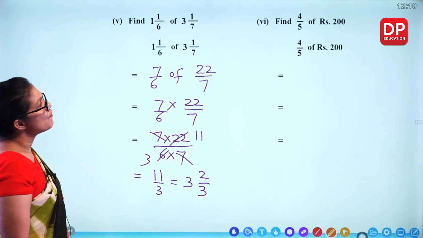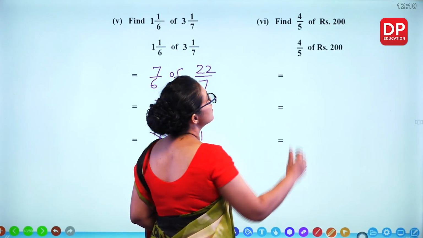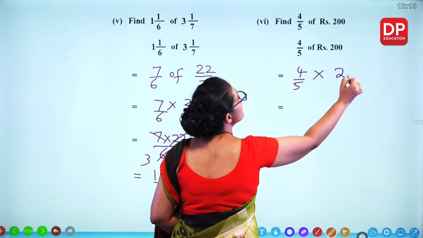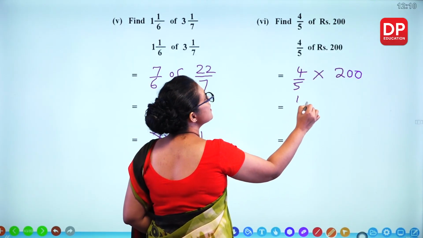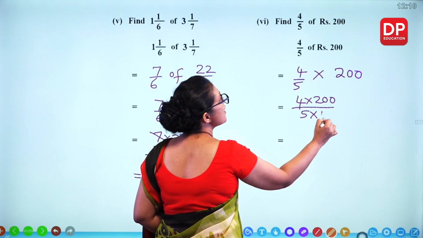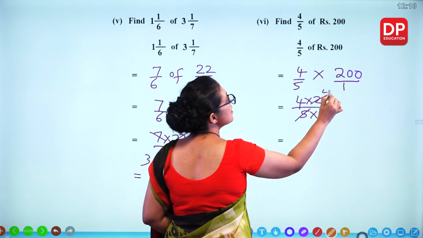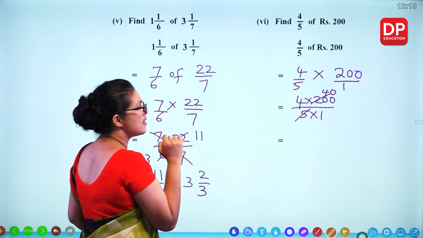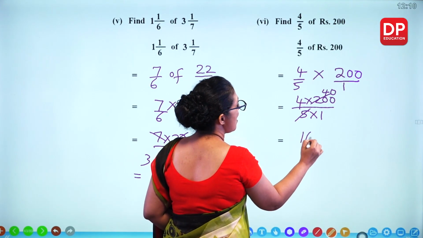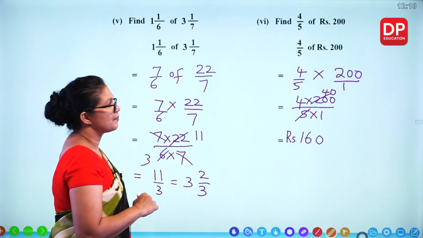This one, find 4/5 of 200. Of means multiplication. So 4/5 of 200. Multiply the numerator separately and denominator separately. This is like 1. So 5 times 40 is 200. So 4 into 40, 160 rupees.